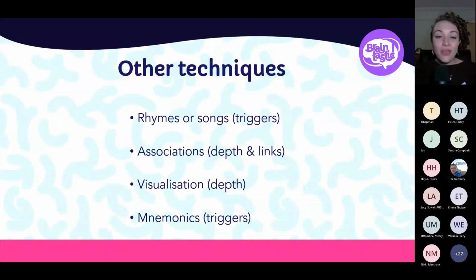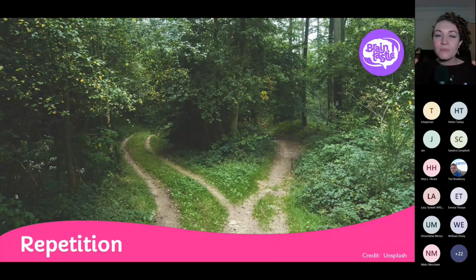So there are lots of other things we can use. We can use rhymes or songs, which act really well as triggers. We can use associations to increase depth and create links. We can use visualizations, like in the memory palace, which increase depth. And we can use things like mnemonics to act as triggers. But really, the most important thing is repetition. So the more you repeat something, the more you're effectively walking down this pathway through the forest, creating those connections in the brain, and the stronger they become.